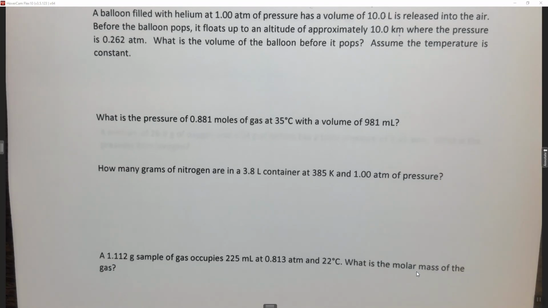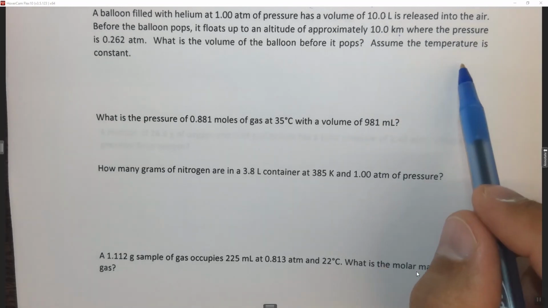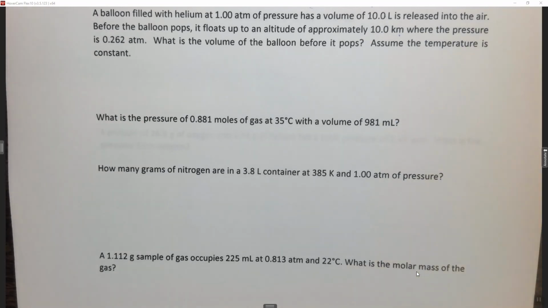So in this case, we're relating the variables of pressure and volume. We're keeping the temperature constant because it says assume the temperature is constant, and we're also keeping the moles of gas inside the balloon constant, right? There's no air being blown in or out, all right? The moles of gas inside the balloon are constant. So we need to relate these two variables.